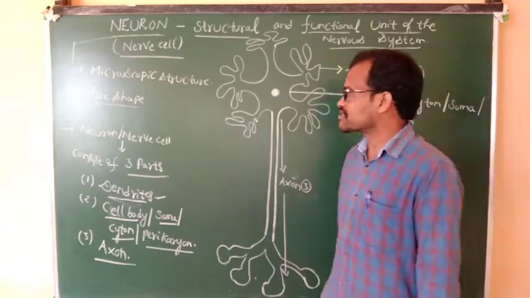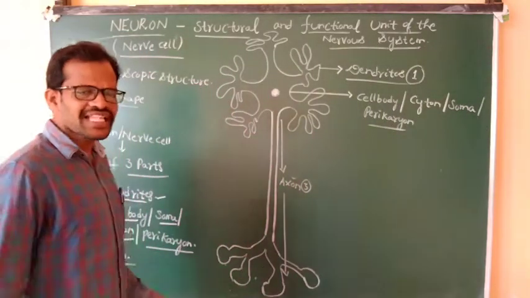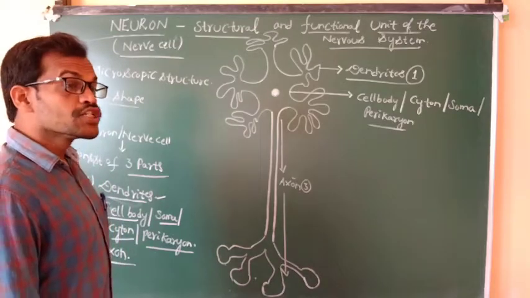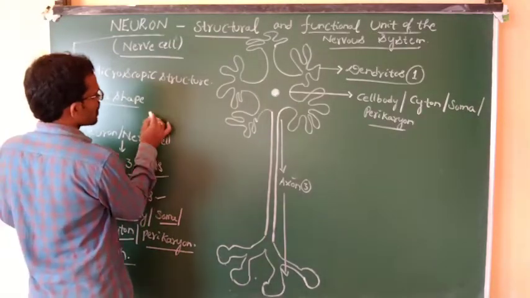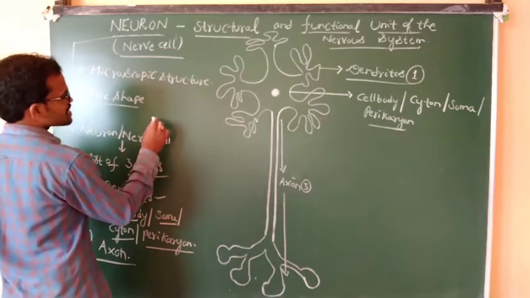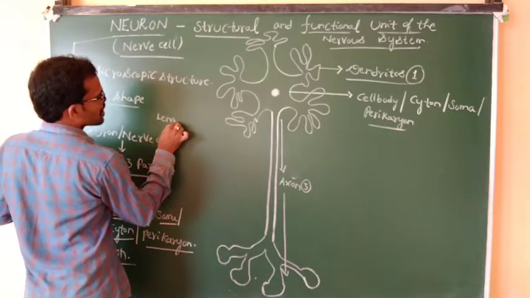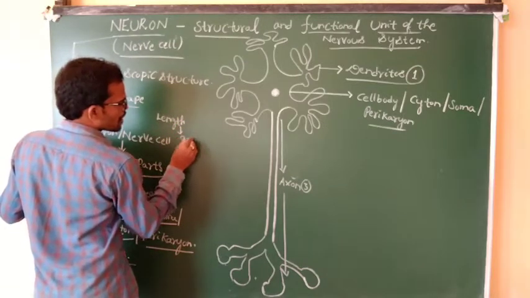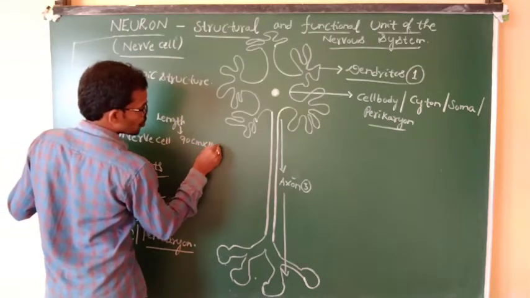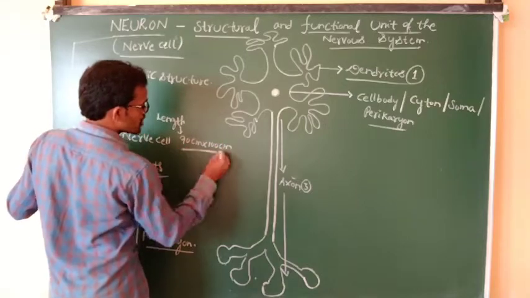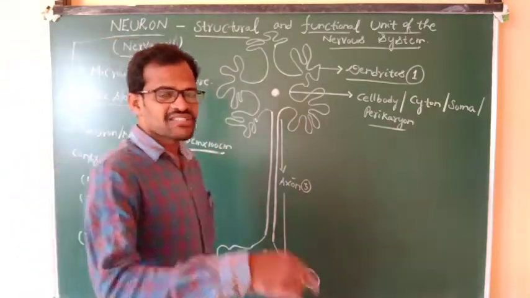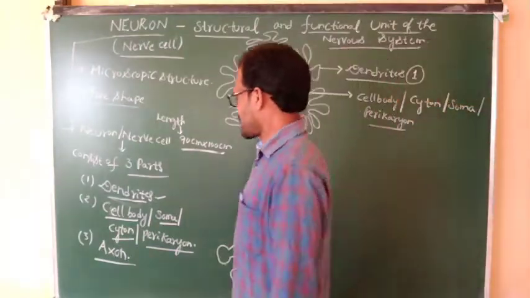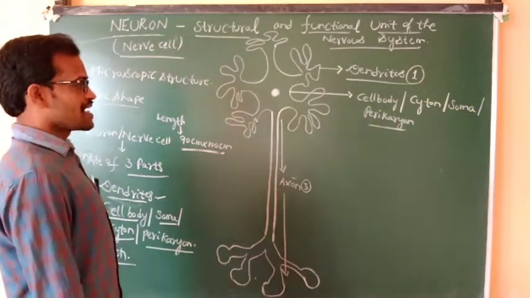It is the axon. The length of each neuron, the length of the nerve cell, is 90 to 100 centimeters. What is the length of the neuron? 90 centimeters to 100 centimeters. It is very long.